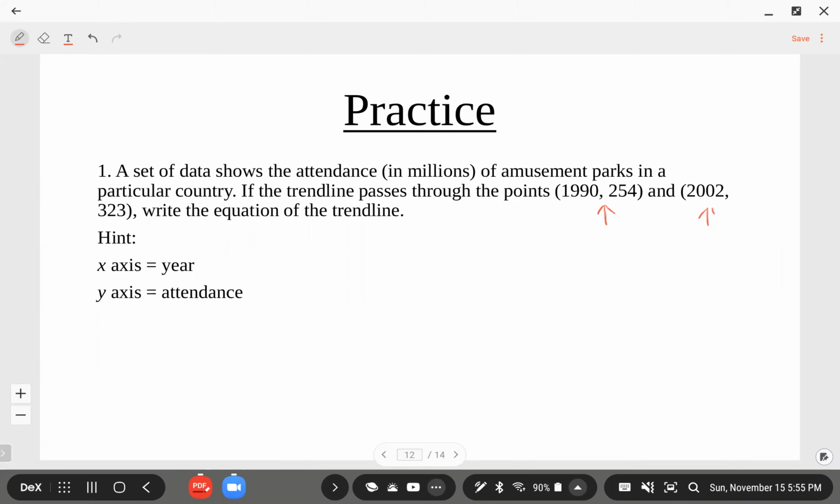The x-axis is the year. The y-axis is the attendance. So the year is the independent variable, while the attendance is the dependent variable. So please write the equation of this line right here. I'll give you a few minutes. Please put your answer in the chat box. I'll leave this slide up for a few moments.